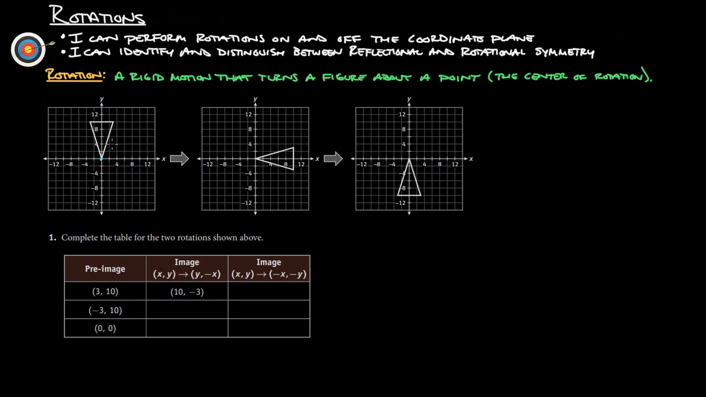So pre-image, we've got this one here. Let's see, this right here is at (3, 10). Okay, so to help us out a little bit, we'll call that A. And then we also have one at (-3, 10). Let's call that B. And then we've got this one here at (0, 0), which we'll call C. Okay, so now it goes from (3, 10), so this is A, which is in the bottom right over here.